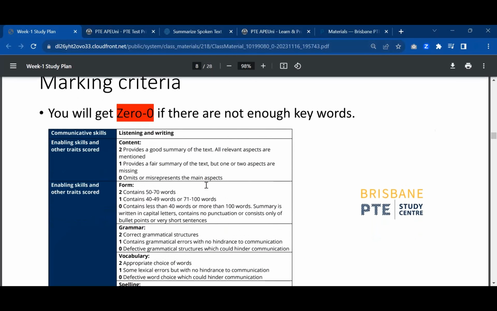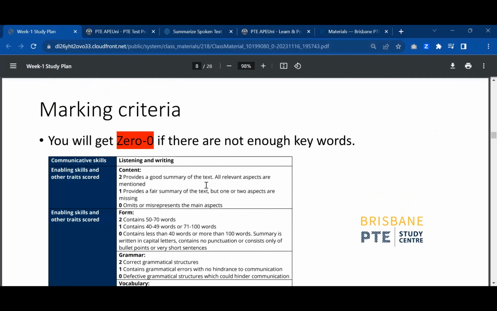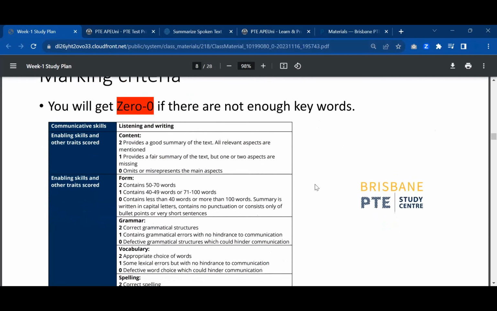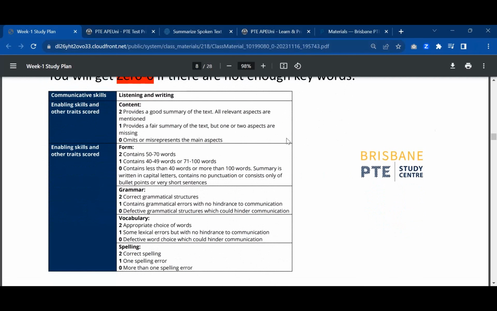This is again your marking criteria. Look at this, you will get 0 if there are not enough keywords. So definitely you all have to listen to the audio with your 100% focus, because otherwise it will never be a good summary. Remember, without the content part, your summary has no value. And that's why we are trying so much to include good words, words that will add value, that have meaning.